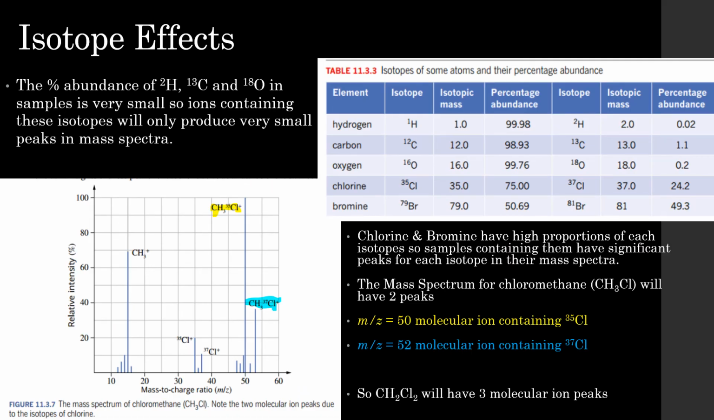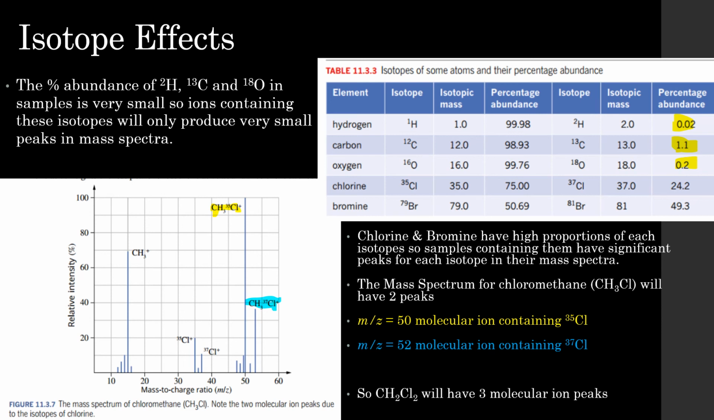Now isotopes are going to have an effect. Hydrogen, carbon, oxygen won't have a huge effect because the relative abundance of these isotopes is quite small, so you're only going to get small peaks on the mass spectra. So they're small, not to worry about. But if you've got something like chlorine and bromine, then that's a bit of a worry.